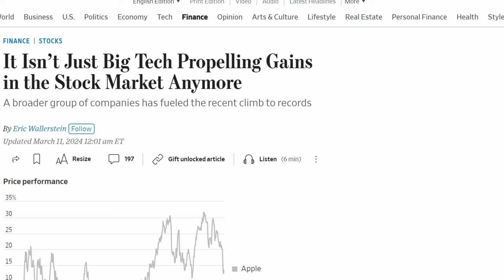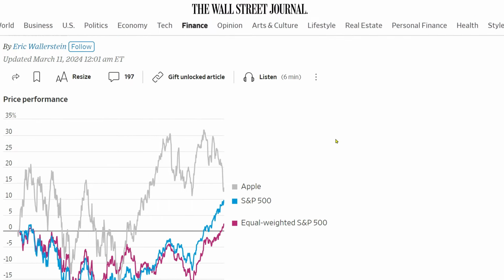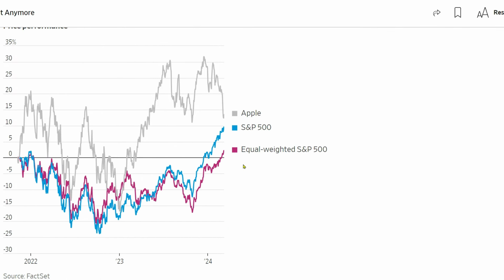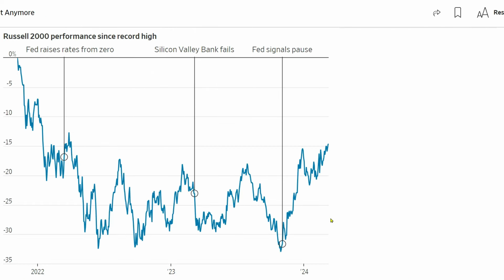First, let's just look at a curation of news, research, and data applicable to today's market. And so like this piece in the Wall Street Journal says, it isn't just big tech propelling gains in the stock market anymore. There are a broader group of companies joining in on the rally as well. We can see that the equal weighted S&P 500 also catching up to the main index and breaking out, and quite a huge rally in the Russell 2000 small caps ever since the Fed pretty much signaled to the market that they're on pause and looking to cut rates soon back in October last year.